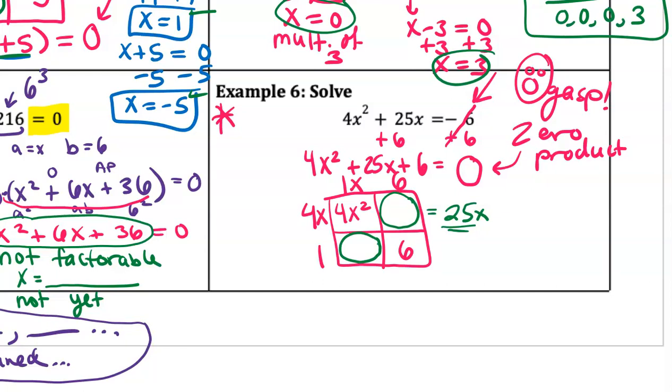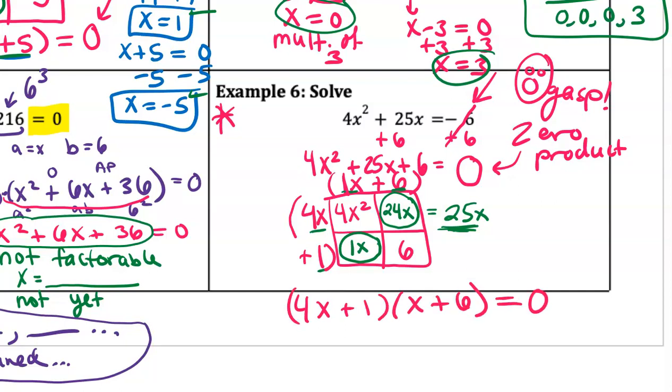But look at this. When I multiply 6 by 4x, that gets me all the way to 24. And then I just have to do 1 times 1x to get 1x here. And then I have enough x terms that add to 25. So my dimensions would be 4x plus 1, and then 1x plus 6. Or my factors, so to speak, would be 4x plus 1, and then 1x plus 6. So those are the two factors. This is my length and width that multiplies to give me this area.